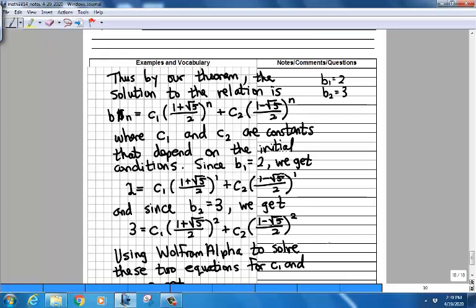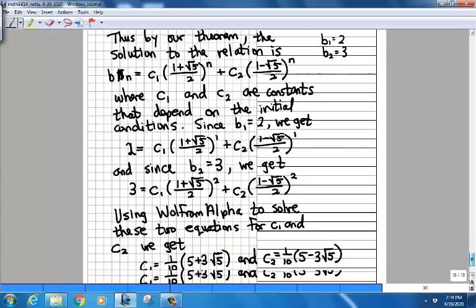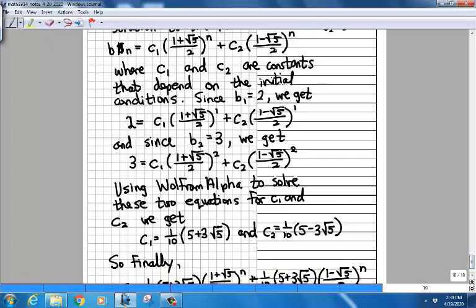That's not easy to do. Kind of a mess here, correct? To solve these two equations for c1 and c2, I didn't attempt to do this by hand. I let Wolfram Alpha solve these two equations simultaneously for me, and Wolfram didn't think about it very long. Here are the two constants. c1 turns out to be 1/10 times (5 plus 3 times the square root of 5), and c2 turns out to be very similar. It's 1/10 times (5 minus 3 times the square root of 5).